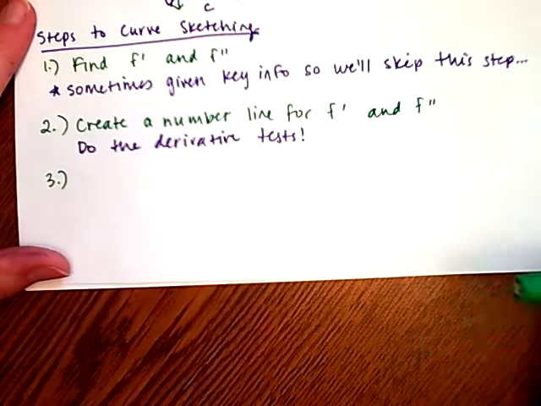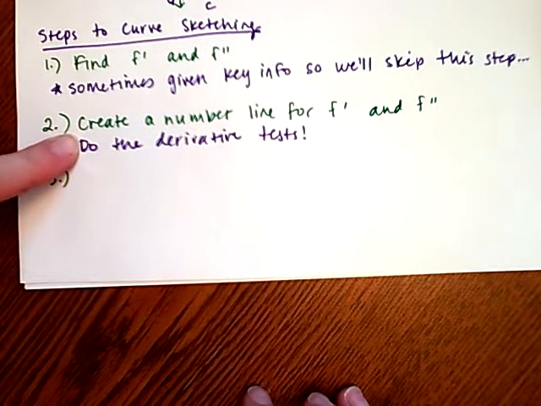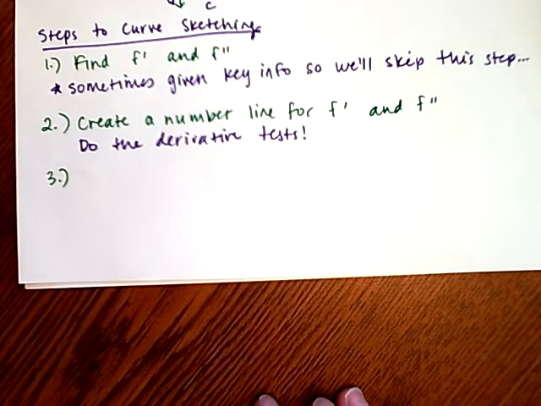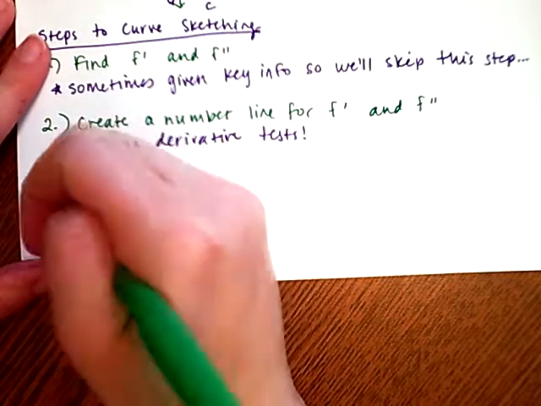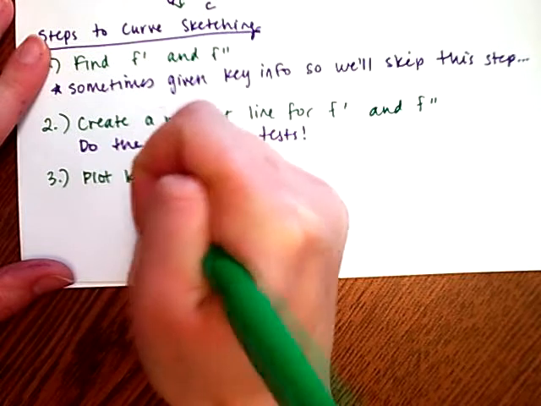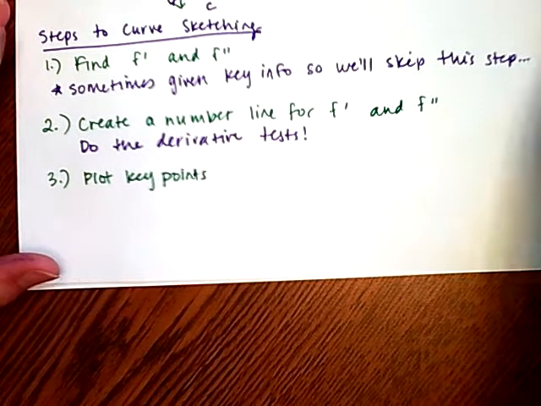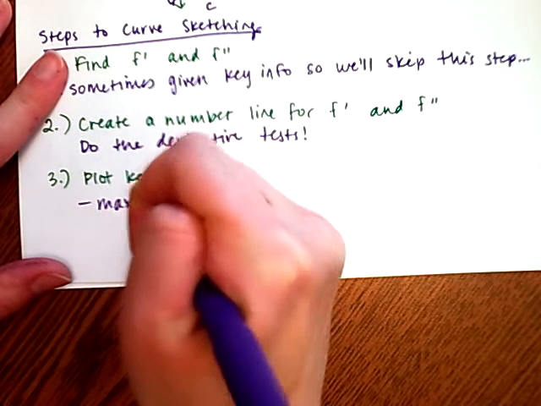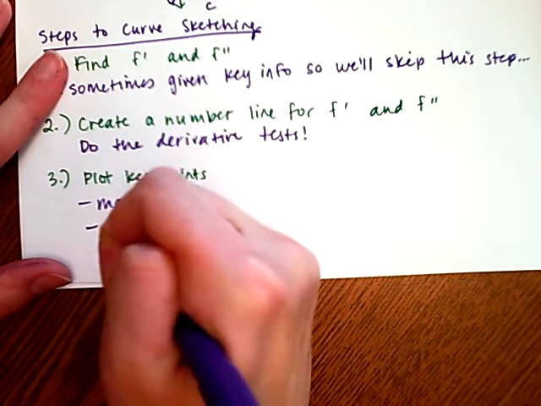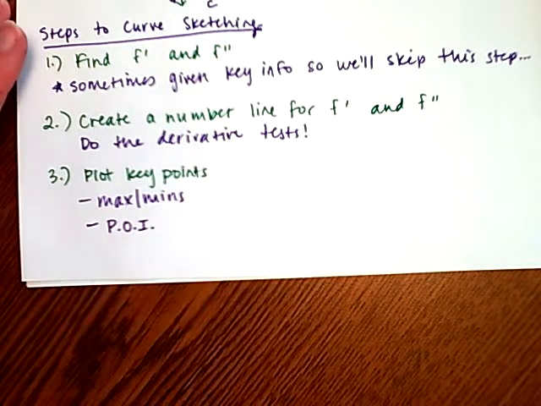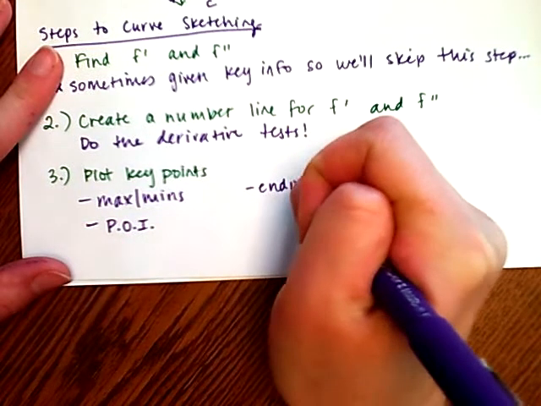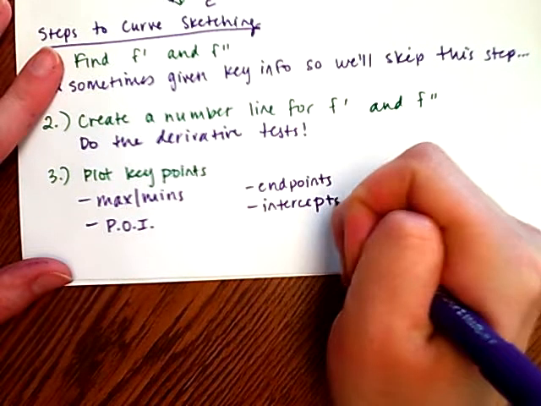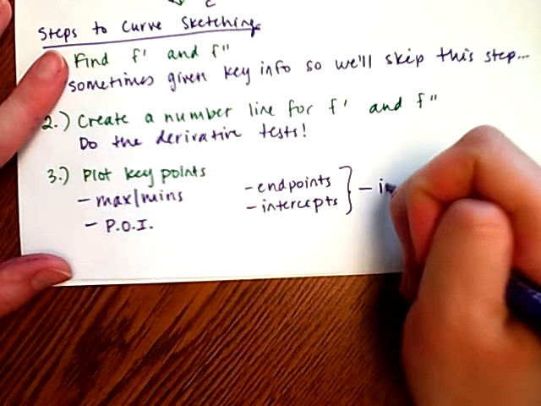So my next step would then be, now I know my maxes, my mins, my increasing, decreasing, concavity. So now I want to start to actually graph. And the thing we're going to graph first will be the key points. So we'll say plot key points. And what I mean by key points are going to be maxes and mins, and points of inflection. And sometimes we'll have endpoints. And sometimes you'll have intercepts, like x and y intercepts, or it might be easy to find these. So we'll say if known.